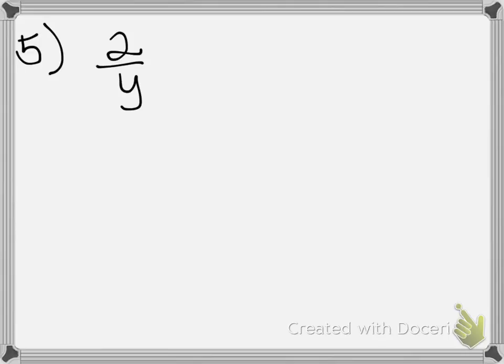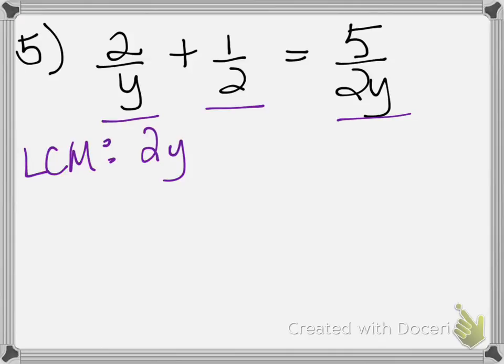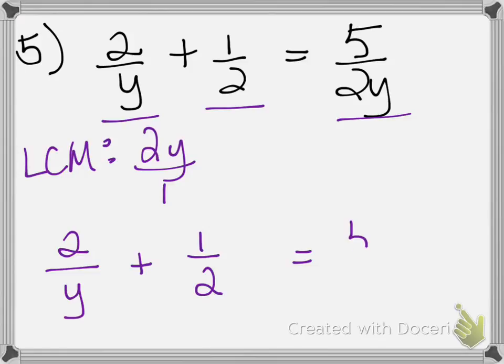Okay, now I have one more, number 5. We have 2 over y plus 1 over 2 equals 5 over 2y. So now I need to look at my denominators of y, 2, and 2y. So it looks like my least common multiple is going to be 2y over 1 technically. So I'm going to have 2 over y plus 1 over 2 equals 5 over 2y.